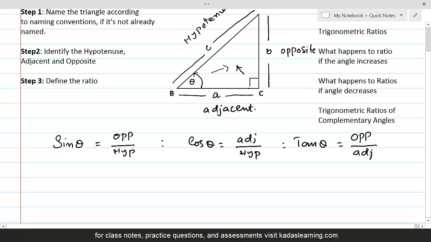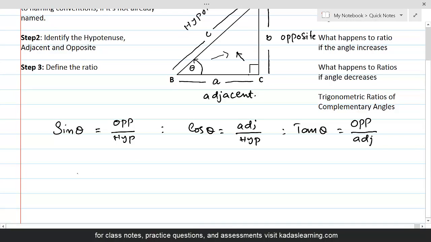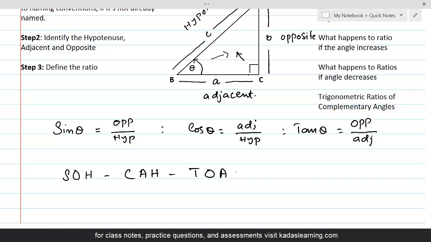This can be made easy to remember with the word SOHCAHTOA. S-O-H, C-A-H, T-O-A. SOHCAHTOA is a word generally used to remember that S for sine, O for opposite, H for hypotenuse, and then C for cos, A for adjacent, and H for hypotenuse. And now for tan is T for tan, O for opposite, and A for adjacent. So if you remember SOHCAHTOA, you will be able to remember the ratios for sine, cos, and tan.